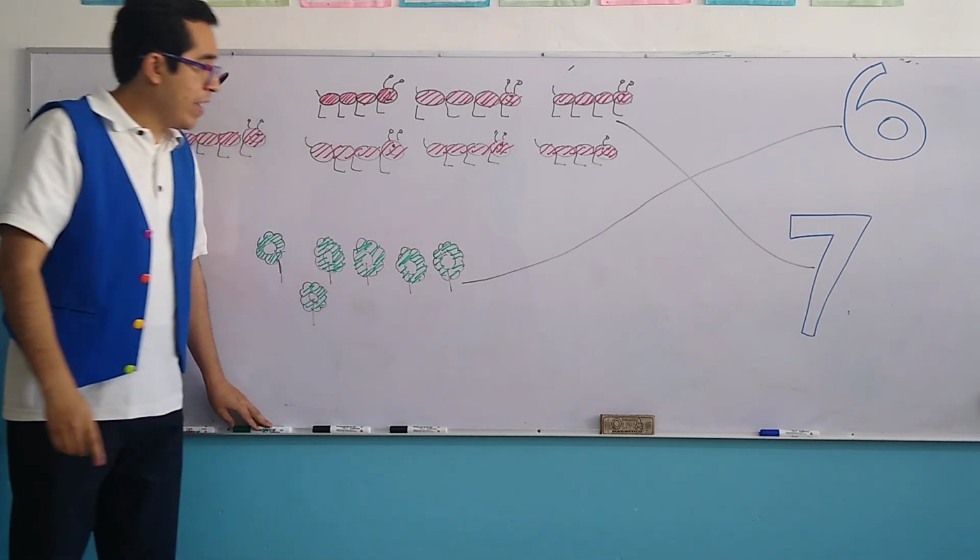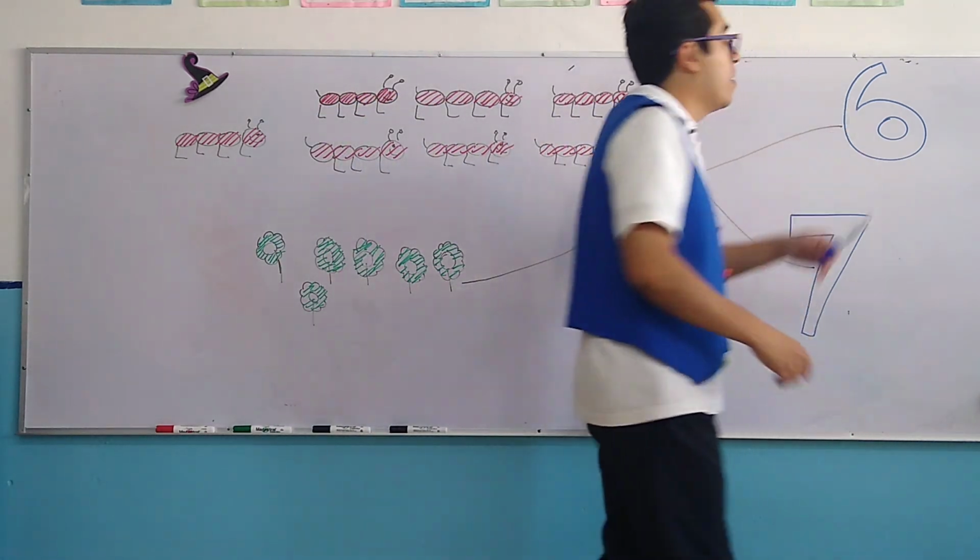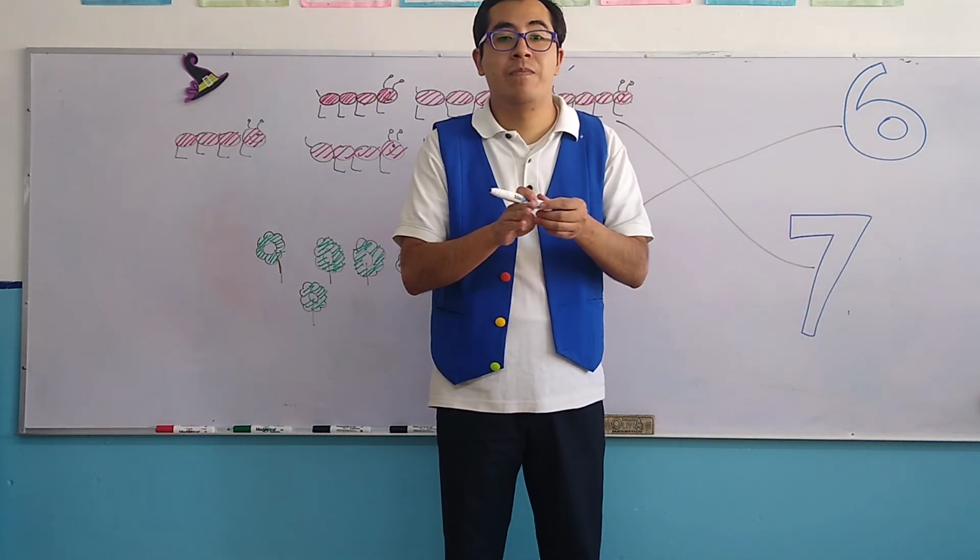Okay, and after this we have to continue with the numbers. Don't forget the number that looks like a cherry, it's number 6.